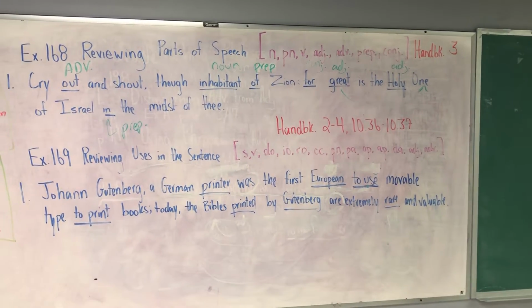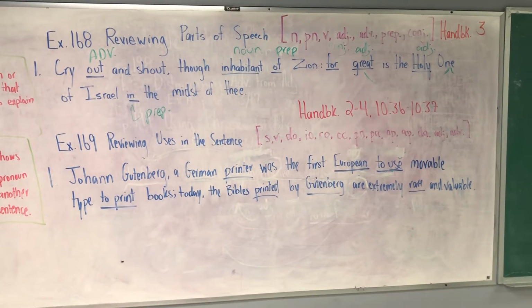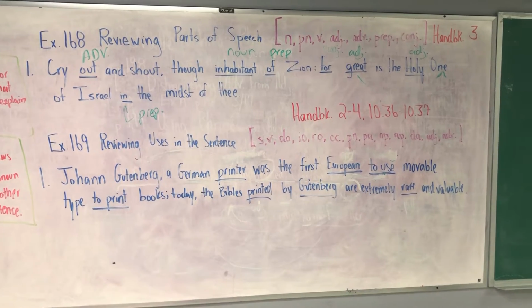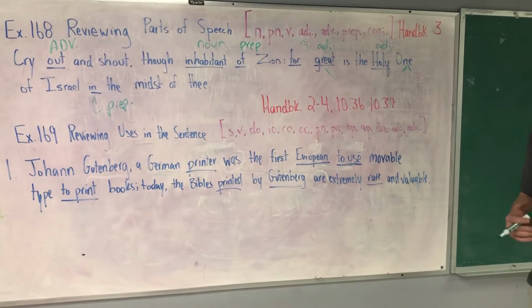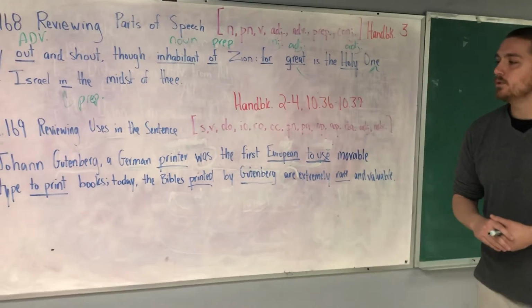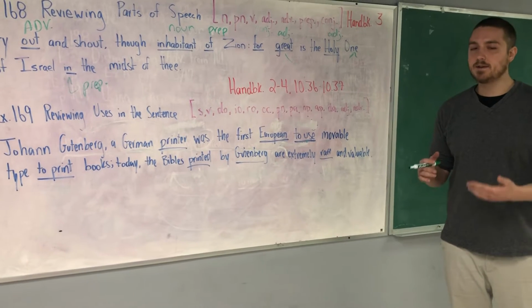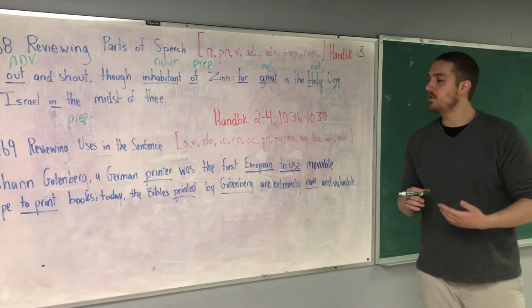So we have: Johann Gutenberg, a German printer, was the first European to use movable type to print books. Today, the Bibles printed by Gutenberg are extremely rare and valuable, and we have to solve for these underlined words or phrases. Johann Gutenberg. Well, Gutenberg, that's going to be our subject. We don't have to solve for that, but it's easy to knock that out and get that out of the way real quick because it makes everything after it just sort of fall into place.